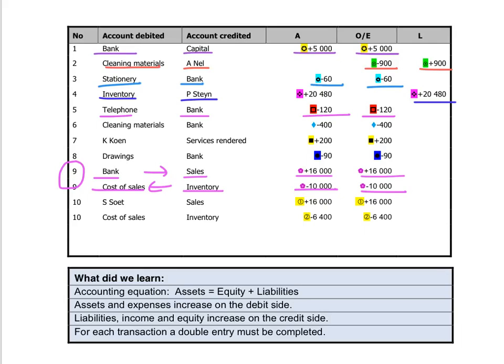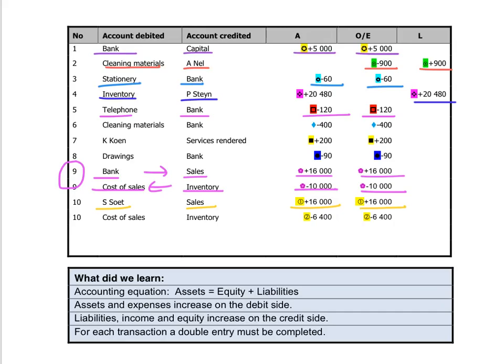I will have to complete two double entries again. One double entry at sales price, the second one at cost price. We sell the goods to Soot, so Soot debtor will be debited, sales will be credited. Debtor is an asset, so assets increase. Sales is an income that will increase my profits, so equity will increase.